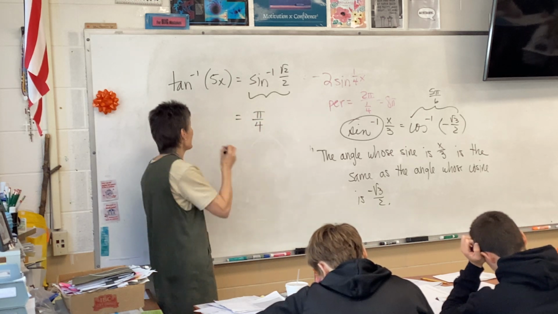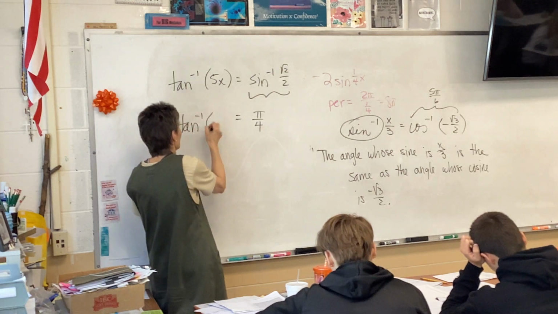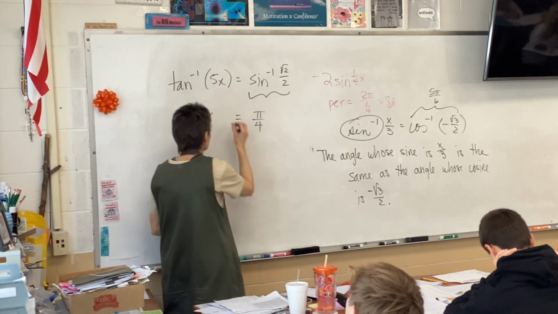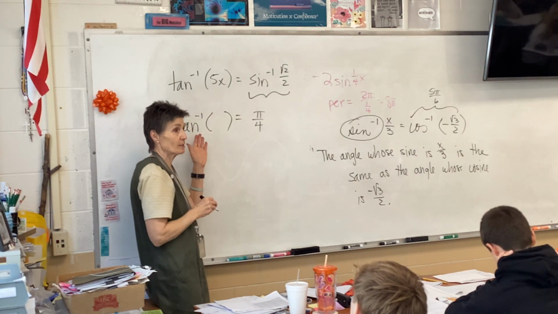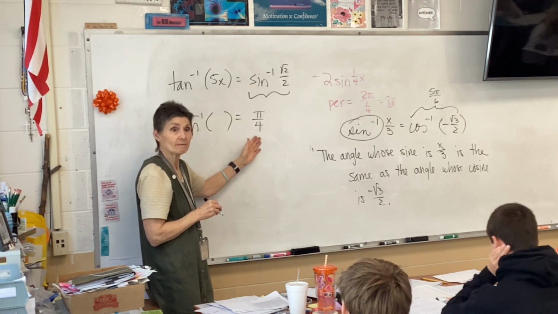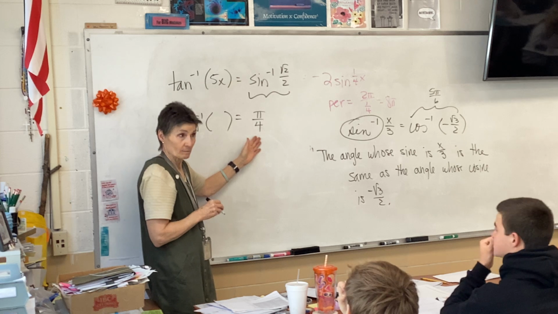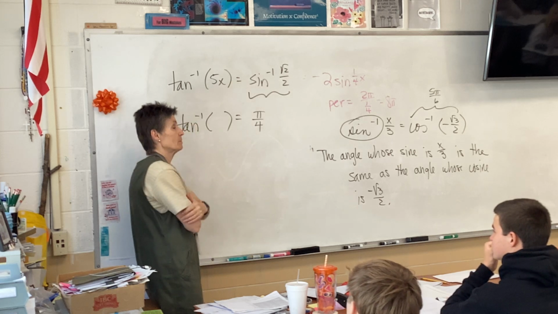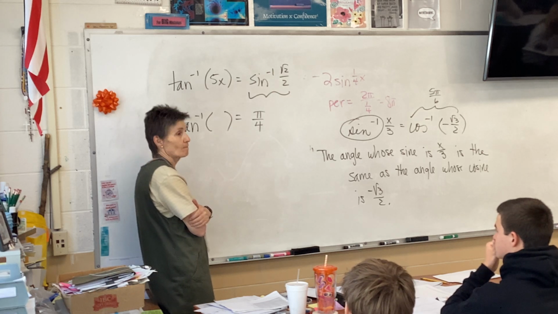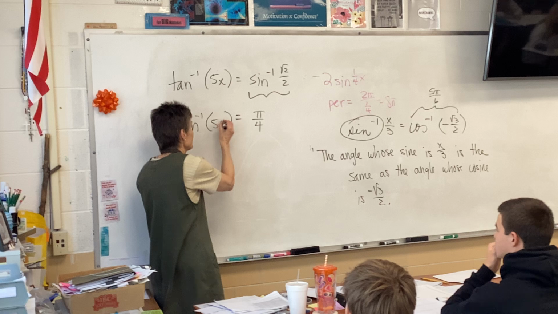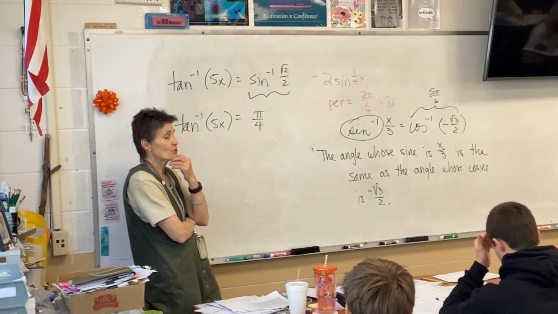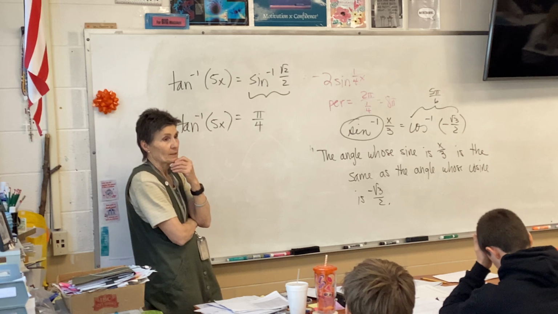So this is pi over 4. Can you have an inverse tangent? I'll just take that out, I don't want that confusing you. Can you have an inverse tangent in quadrant 1? Yes, you can. Right? Okay. What do you think goes in this parentheses? I know it's 5x in the problem, but the angle whose tangent is what? Is pi over 4.